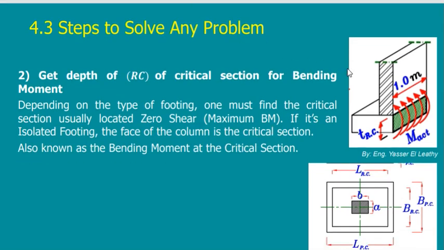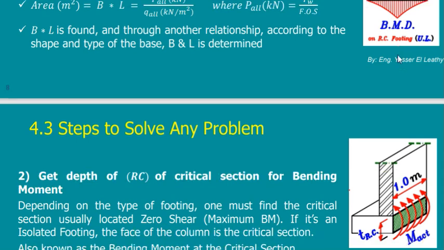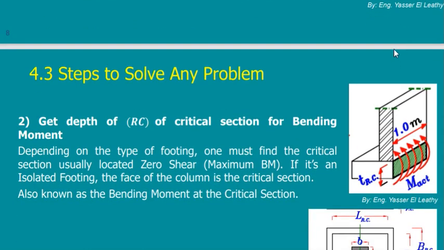Now, I need to reach the bending moment on the foundation. Take into consideration that you have two bending moments, not one, because you have two directions. Each column has length and breadth, and each foundation has length and breadth. So you have a moment in the direction of the length, and you have a moment in the direction of the breadth. And you should take the bigger one to design your foundation.